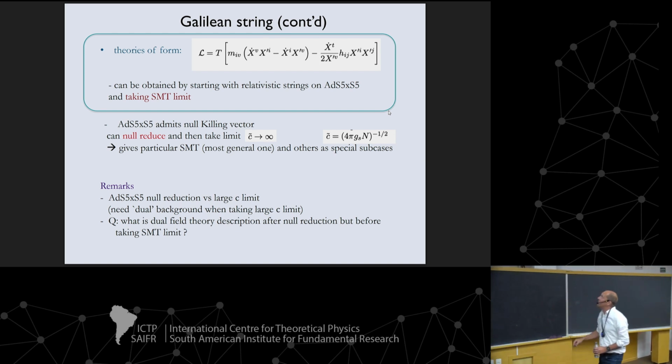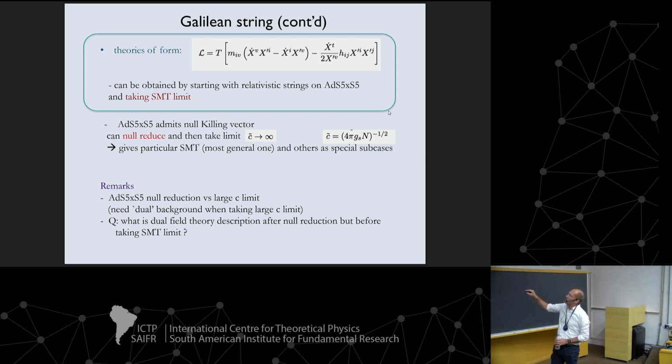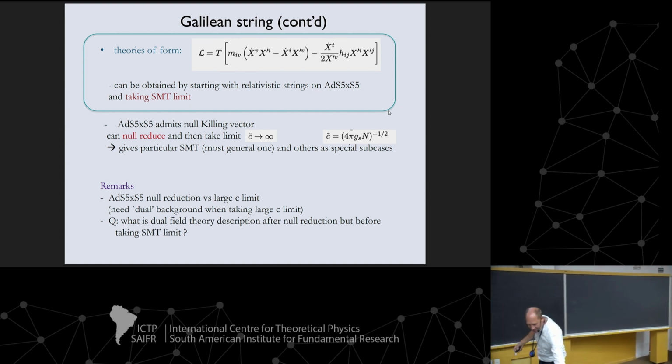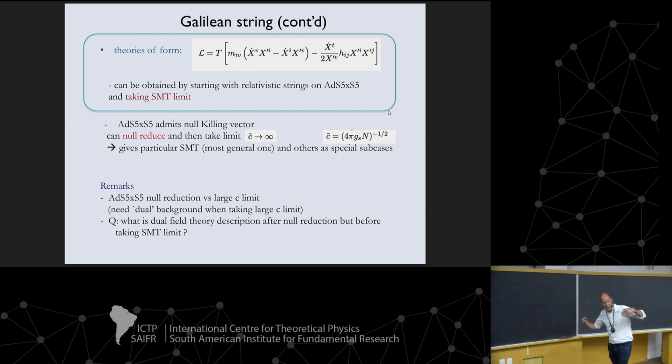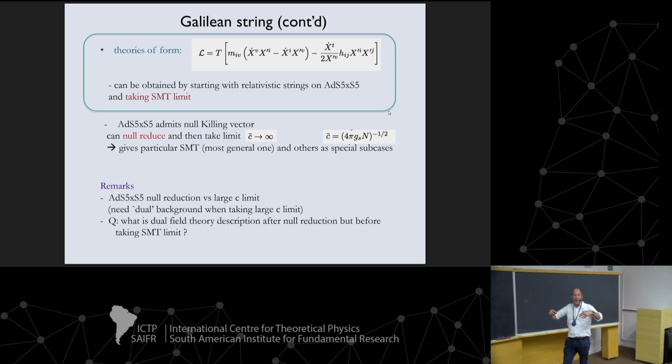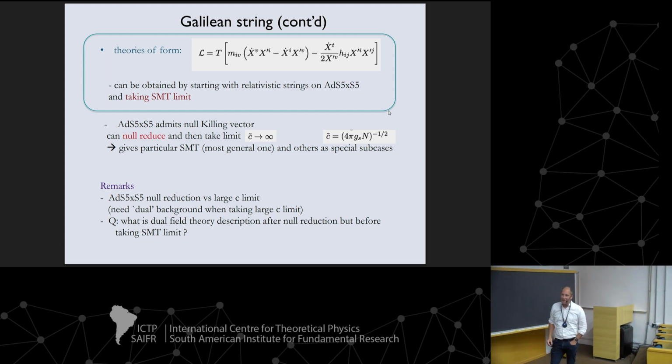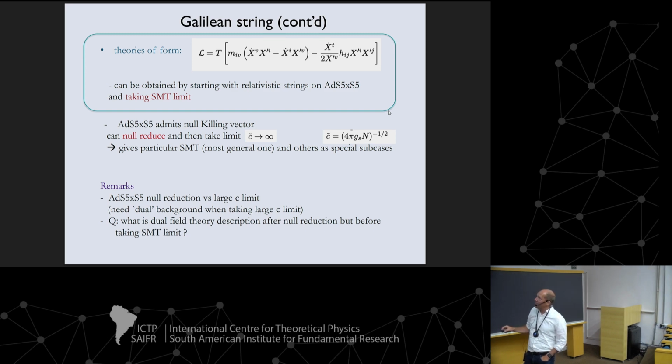AdS5 × S5 admits a null Killing vector, and then we can take this null reduction point of view. What the null reduction does for us is in some sense go to a non-relativistic string à la Gomis-Ooguri, and then also take the worldsheet non-relativistic limit, and that gives you as special cases actions of which, for example, the Landau-Lifshitz model is a special case.